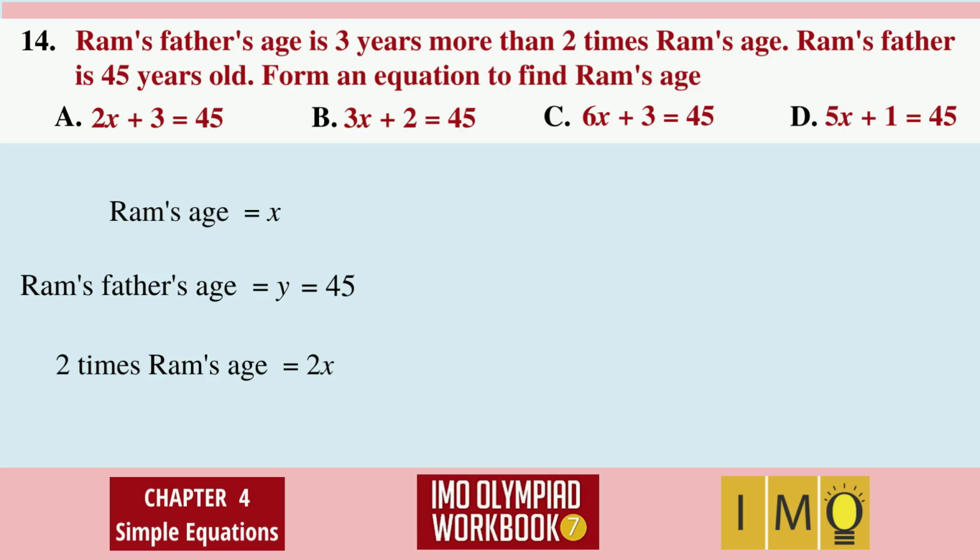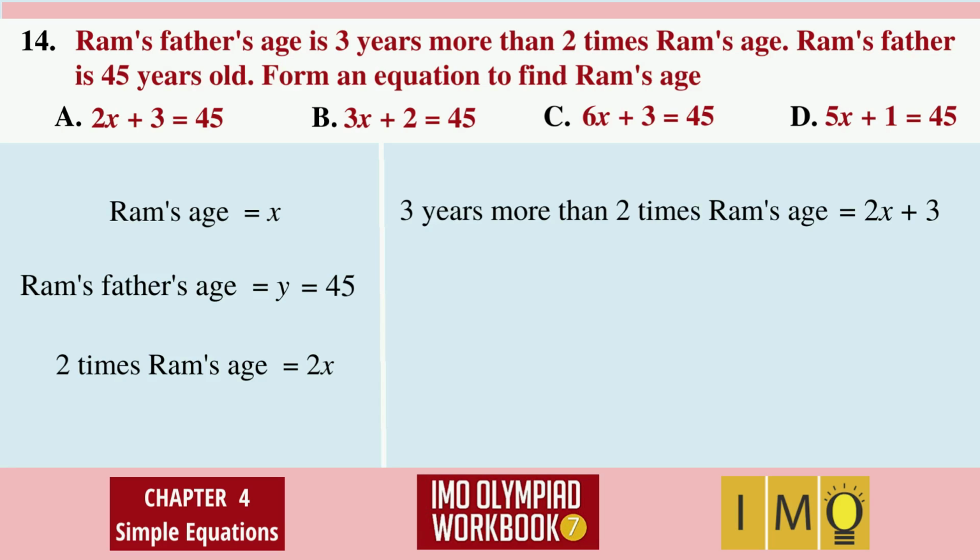Now 2 times Ram's age becomes 2x and 3 years more than 2 times Ram's age is 2x plus 3. And from our question, we get 2x plus 3 is equal to y and y is 45. So 2x plus 3 is equal to 45 is our equation and that's the same as option A.